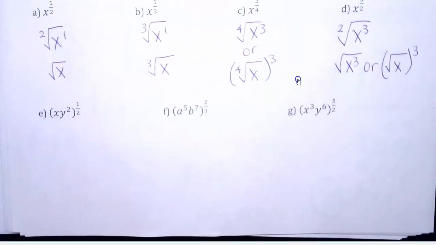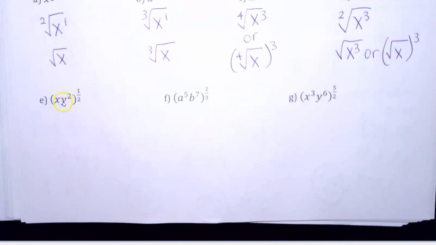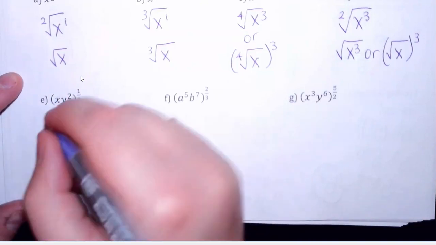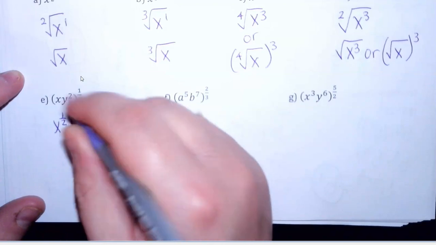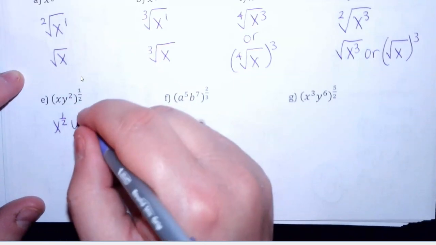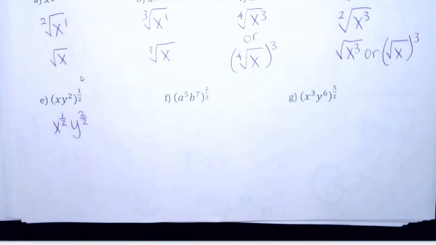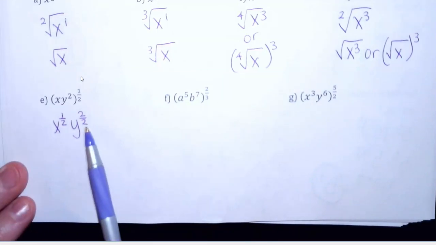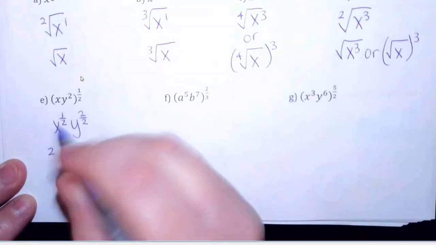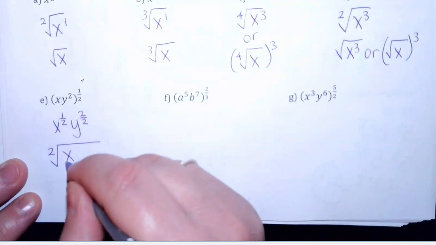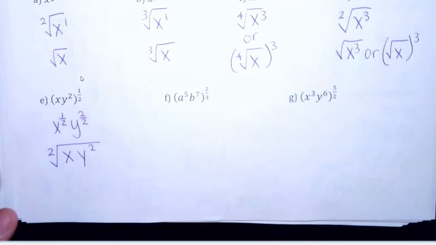We've got some products to powers here. So when I multiply inside the parentheses, what I need to do with the exponent outside is distribute that. So this would be x to the 1/2, and then y to the 2/2 power. Now I'm just going to leave it like that for a second. These are not like bases. If I want to convert this to radical form, both of these have a 2 bottom out. This would be x and then y squared.